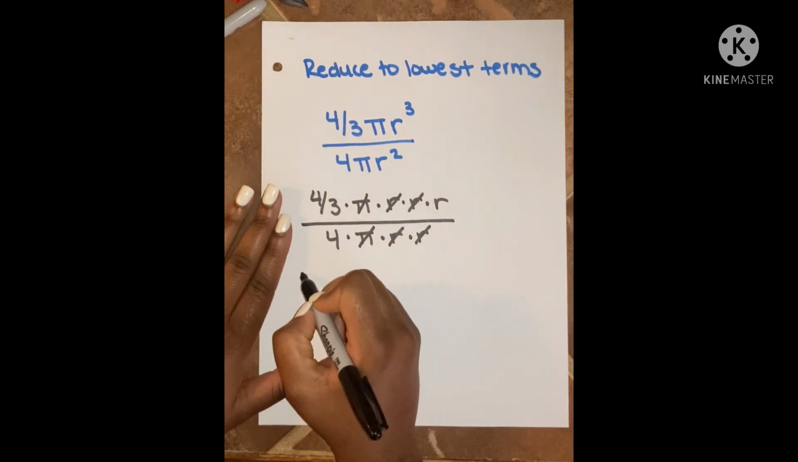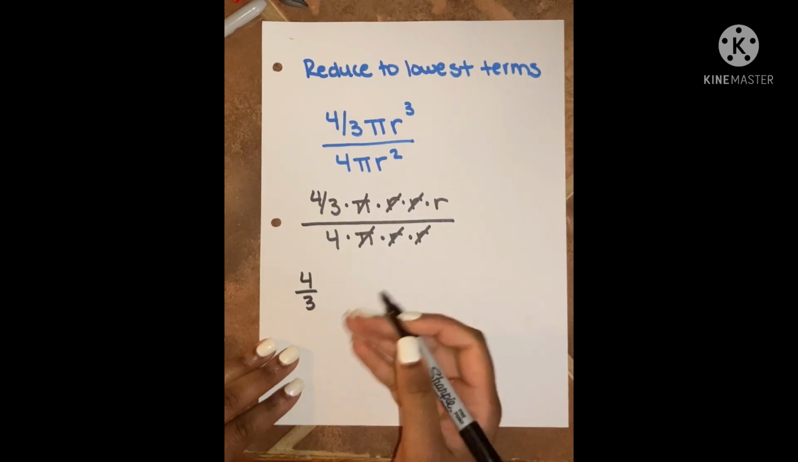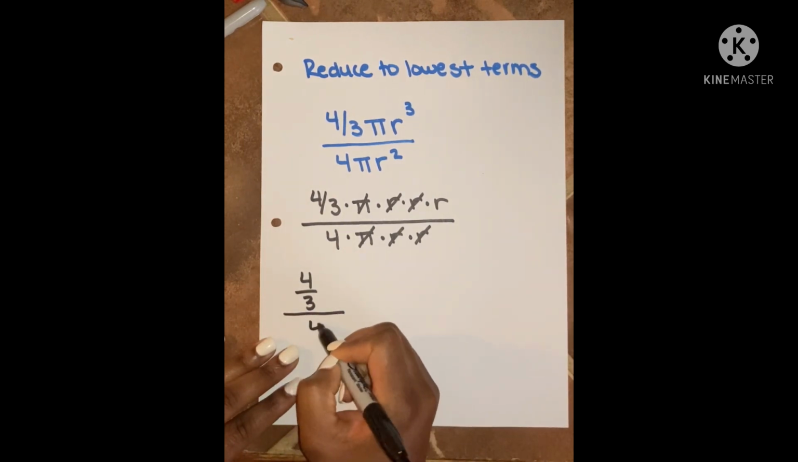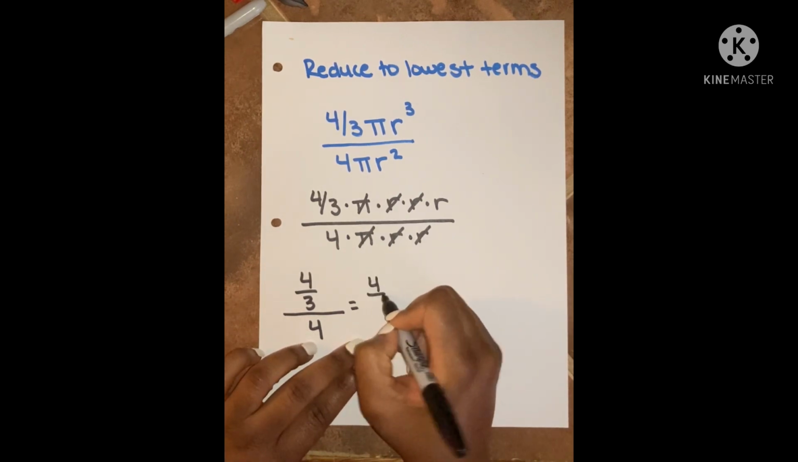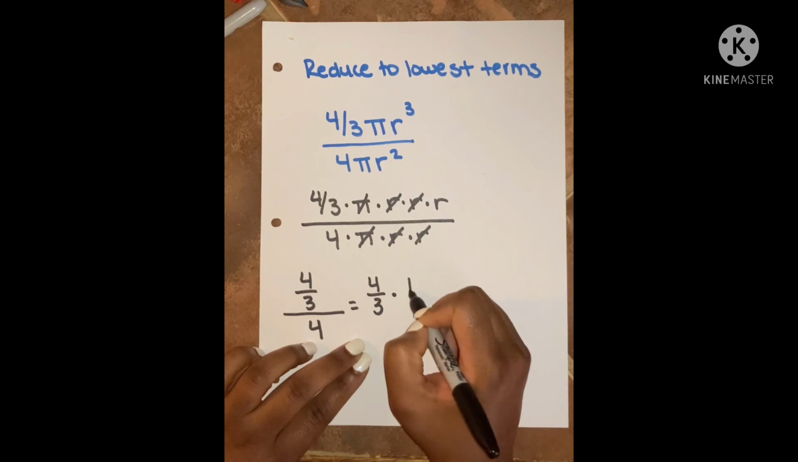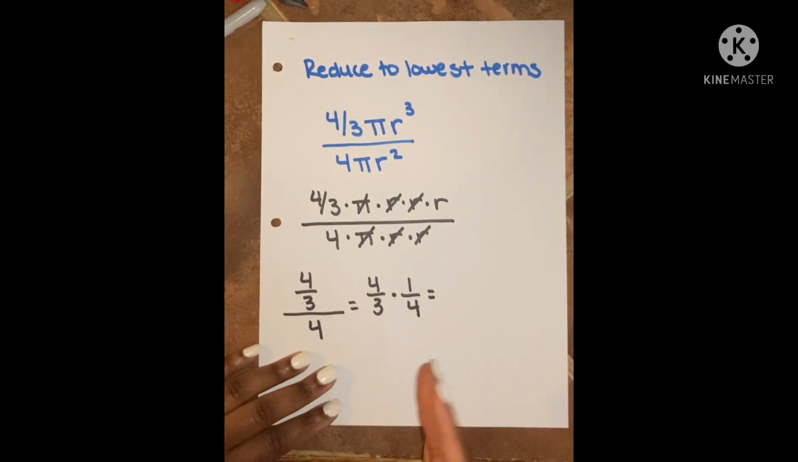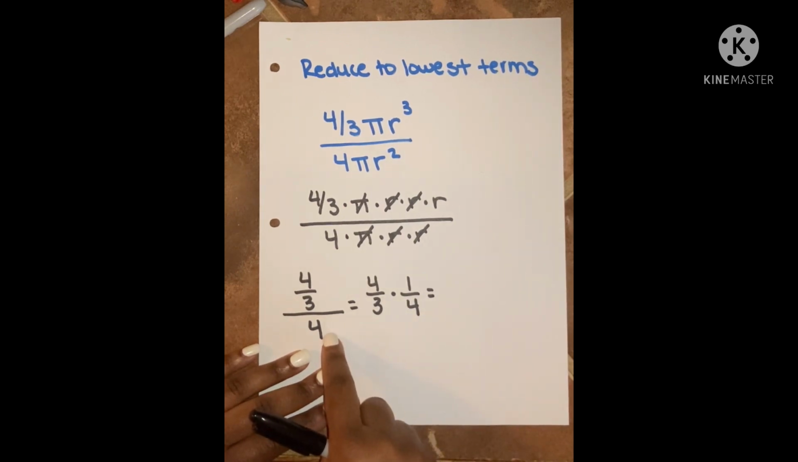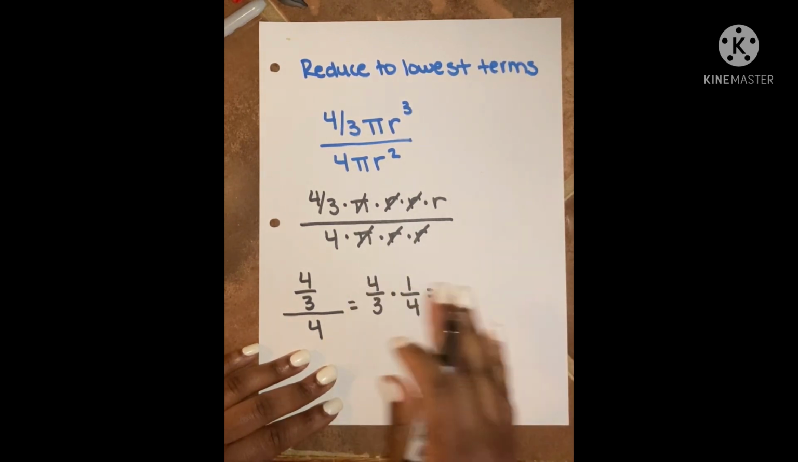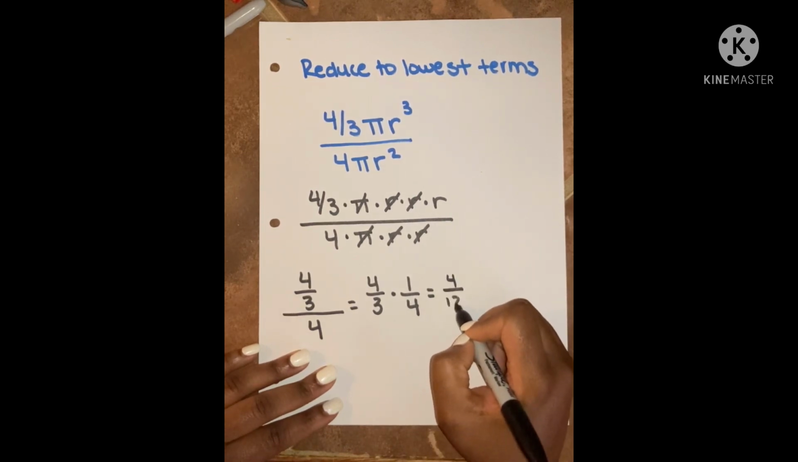Also, I see that we have 4 over 3 divided by 4, which also equals 4 over 3 multiplied by 1 over 4. And we know that when we are dividing fractions, we have to multiply by the reciprocal of the second fraction, which is why 4 became 1 over 4. So we're going to multiply straight across. 4 times 1 is 4. 3 times 4 is 12.